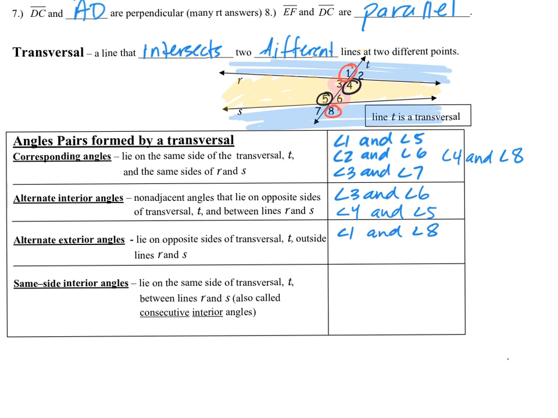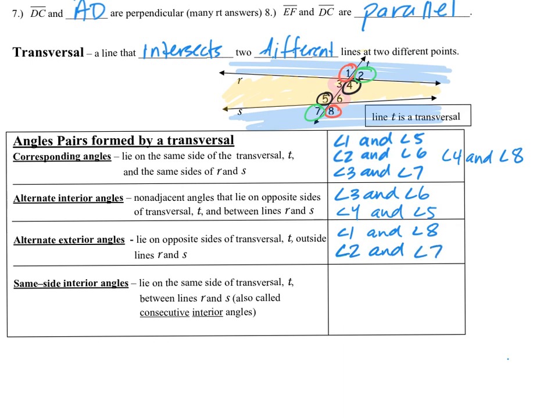And then if you look at 2 and 7, I'll just highlight those in green, notice that they are on alternating sides of the transversal and in the exterior of the two lines being transversed. So angle 2 and angle 7 is our other pair of alternate exterior angles.